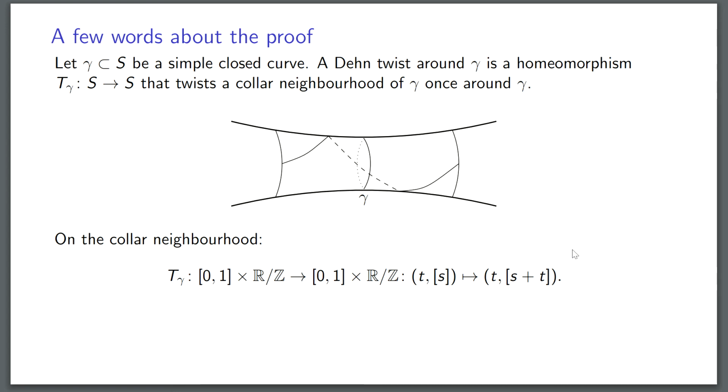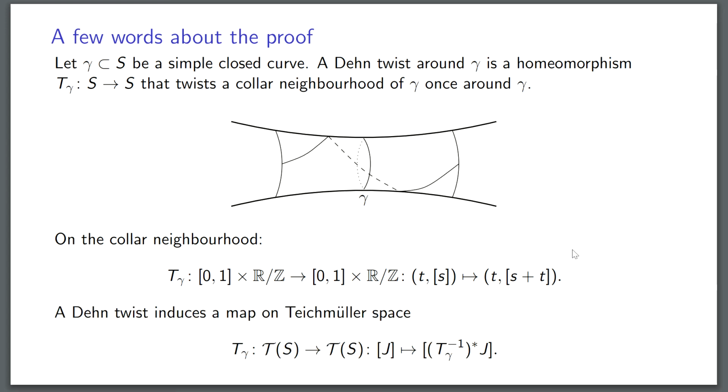If you have a Dehn twist, it induces a natural map on Teichmüller space. And if we consider Teichmüller space as I've introduced it in the first part of this talk, namely as a set of complex structures on S up to isotopy, then this natural map can be given by the following formula over here. And what you should think of here is really that we change the marking of a point in Teichmüller space simply by composing with the Dehn twist.